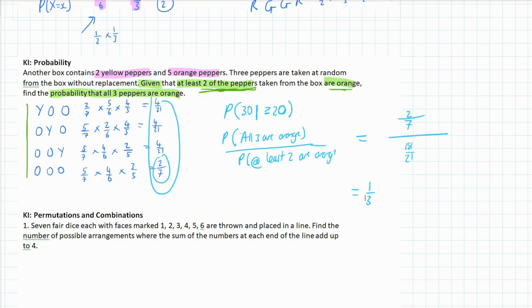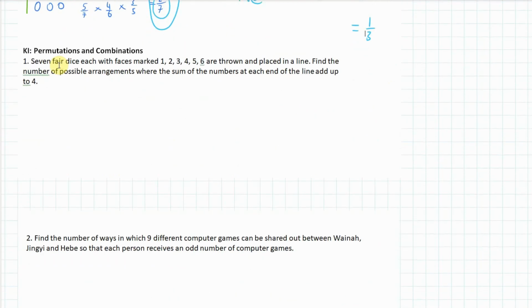Now moving on to our favourite, permutations and combinations. So we've got 7 fair dice, each with the faces 1, 2, 3, 4, 5, 6, thrown and placed in a line. Find the number of possible arrangements where the sum of the numbers at each end of the line add up to 4.